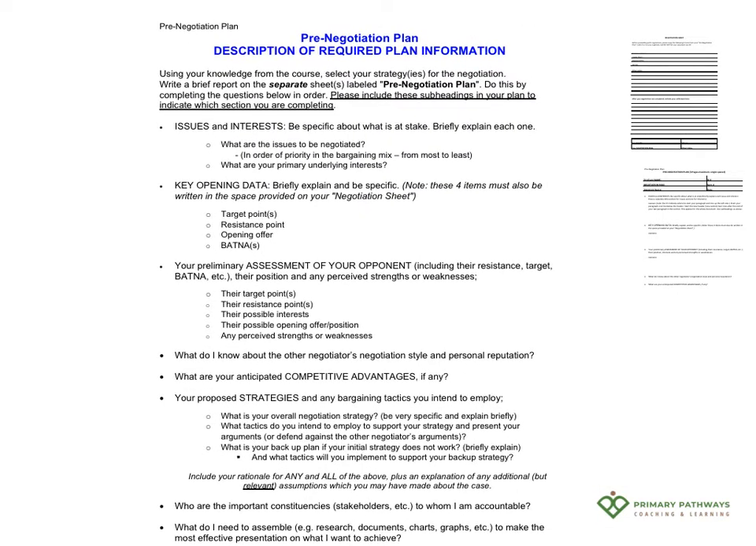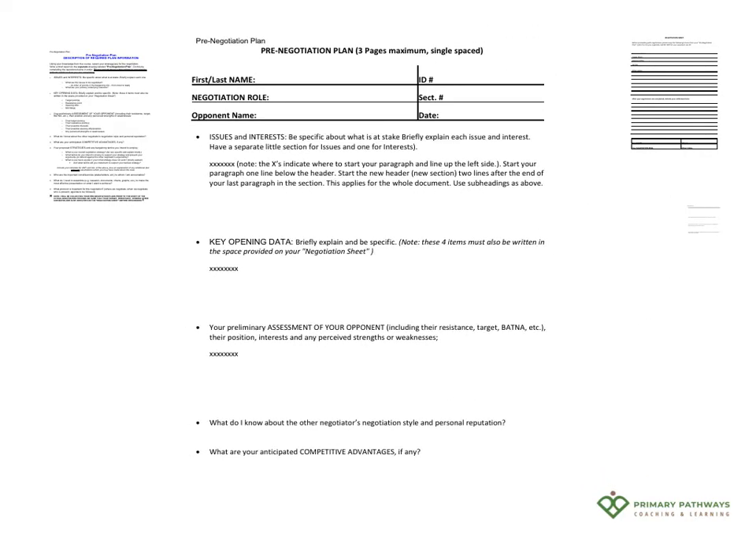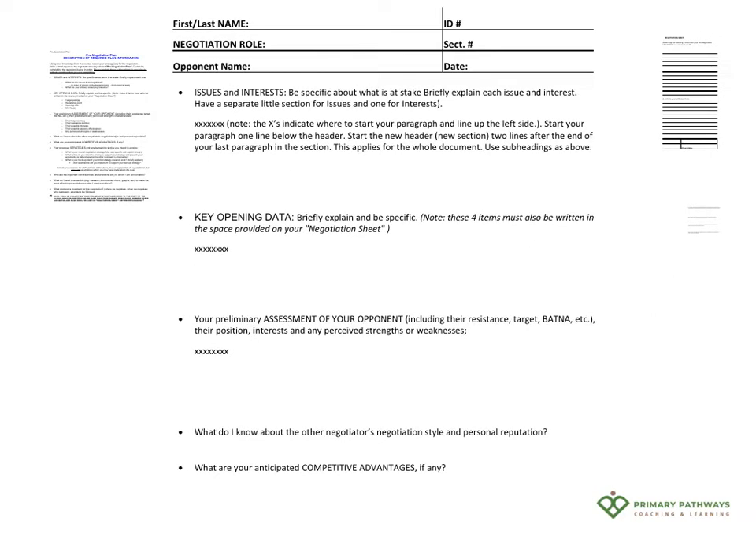In this section, we're looking at the key opening data, and this includes your target point, resistance point, opening offer, and your BATNA. This is the section in the plan where we're actually putting forth what we want out of the deal, what our options are, what our resistance point is. Let's go back to the plan template, and we can see that it's the same formatting, same idea. You leave a line space before your first paragraph or your first bullet point where you're starting with your opening data, and you make sure you follow the formatting all the way through. You remember to delete these little X's. This just shows you the starting point before you start putting in your opening data.